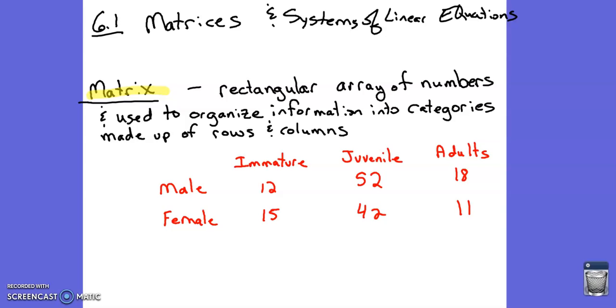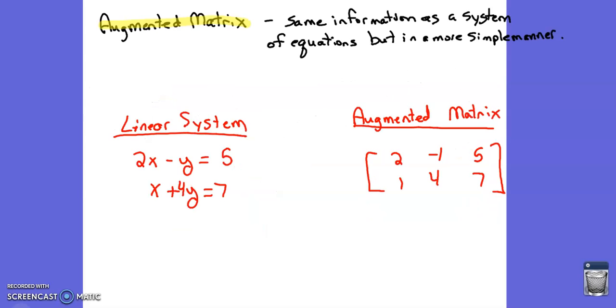So here's a set of data, male and female, and we break it into three different categories of immature, juvenile, and adults. And you can see the numbers of the males that are immature males, the juvenile males, and adult males, and the same thing with the females. It's just broken down into a matrix. And we basically would take this data, just the actual numbers, and we're going to put brackets around them, and that's what's going to make up a matrix. It's two rows and three columns. And so that's what a matrix is. It's just a set of data.